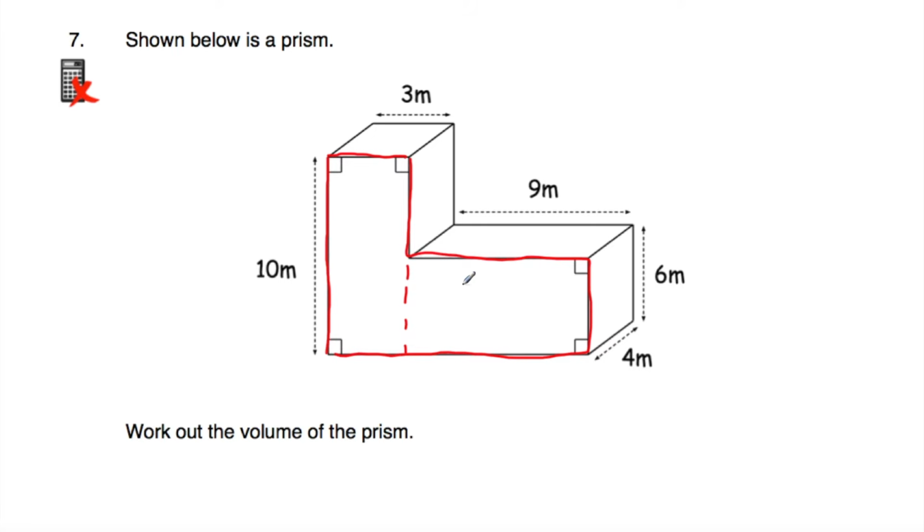So let's start off with this rectangle here. So we've got this length to be 6 meters. That means that this length here is 6 meters. And if this length is 9 meters, that means that this length is 9 meters. And 9 times 6 is equal to 54 meters squared. So the area of this rectangle is 54 meters squared.